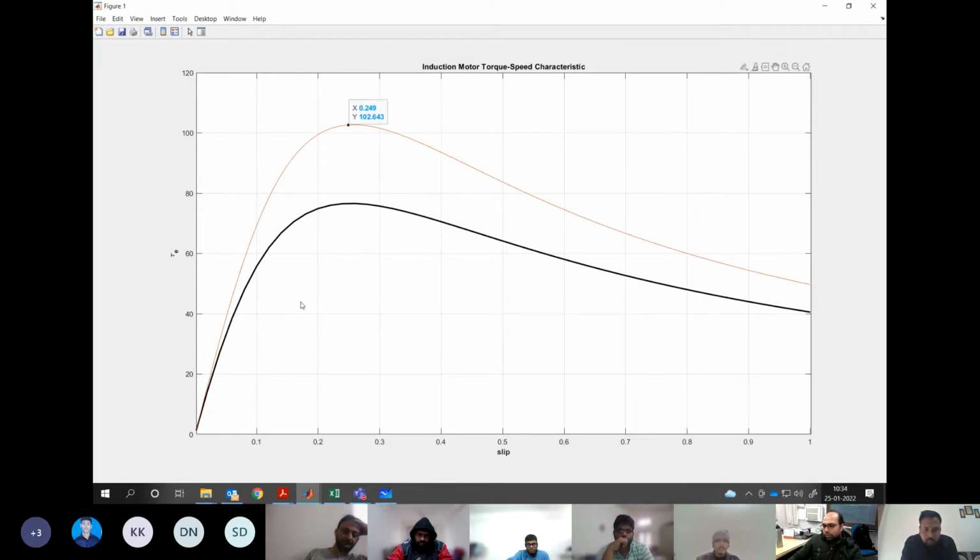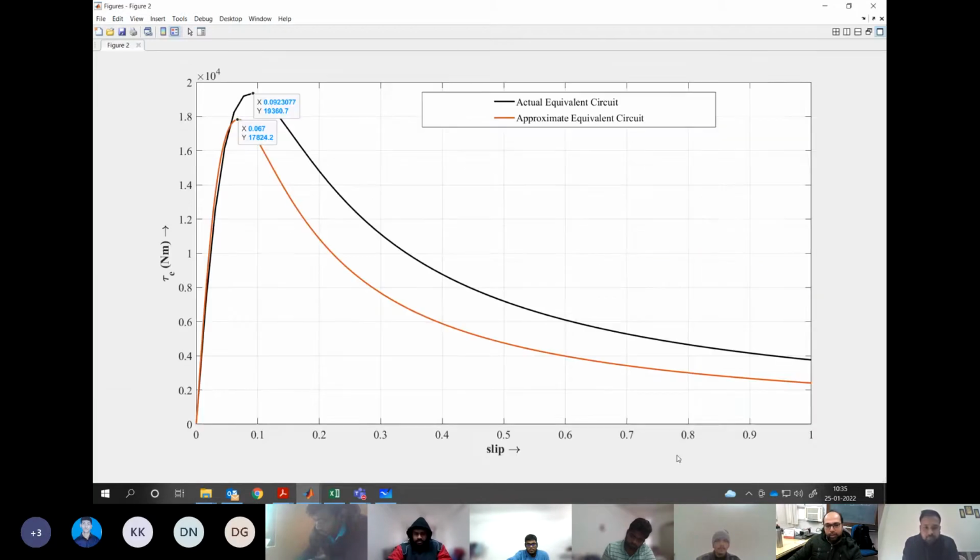You understand the point? Another important point to notice over here is the slip where the maximum torque is occurring. This is not changed, only the value has changed. So the nature of the characteristic is more or less the same. You understand the point? And we will see slowly why that is happening, how it is happening.